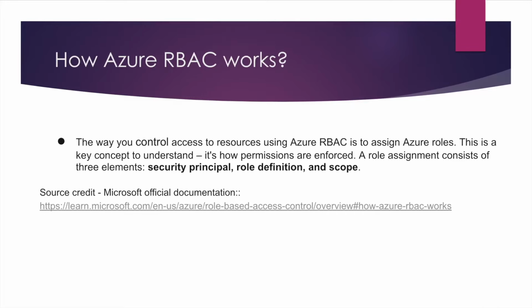Let's move on. So how does RBAC work in a nutshell? The way you control access to resources using RBAC is to assign a role. So you need to make a role assignment, and there are elements involved in assigning any particular role to users or groups or managed identities and so on. This is one of the key concepts that you need to understand. A role assignment consists of three elements.